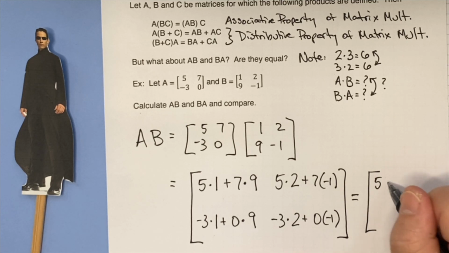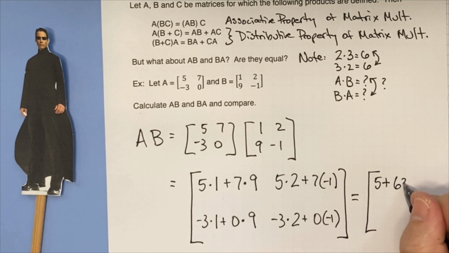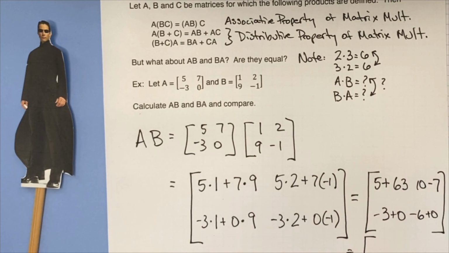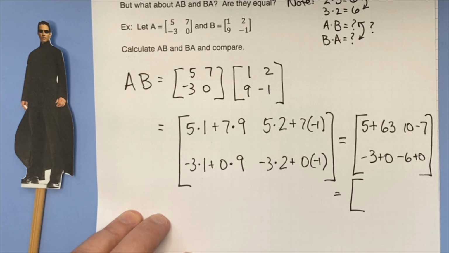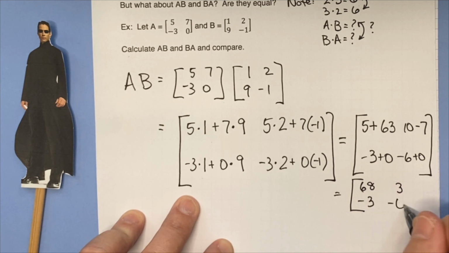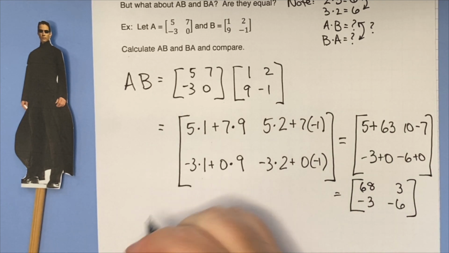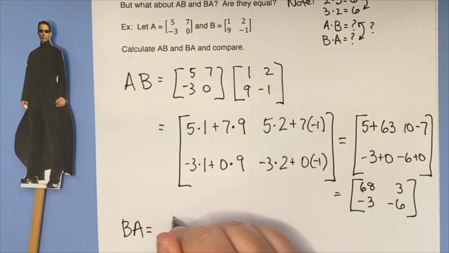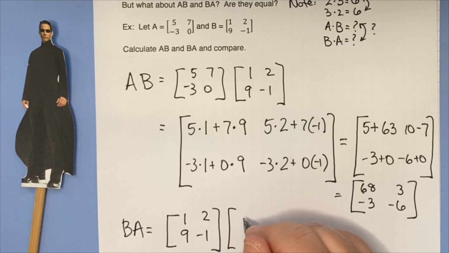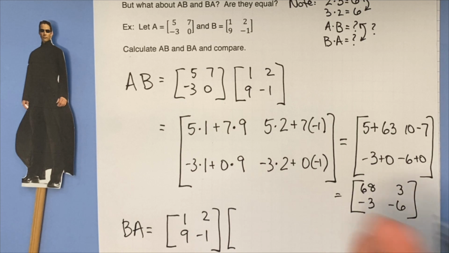Okay, so that's 5 plus 63, and then this is going to be 10 minus 7. Let's see, negative 3 plus 0, and negative 6 plus 0. So my whole final matrix, let me scooch myself up, pardon me, is [68, 3; -3, -6]. Okay. Do we get the same thing if we switch the order? Now, it's natural to assume we would, but matrix multiplication is something special because we're distinguishing the rows from the columns.